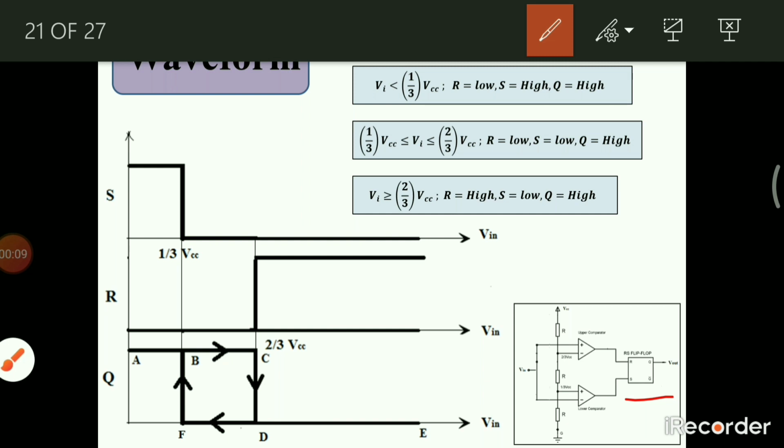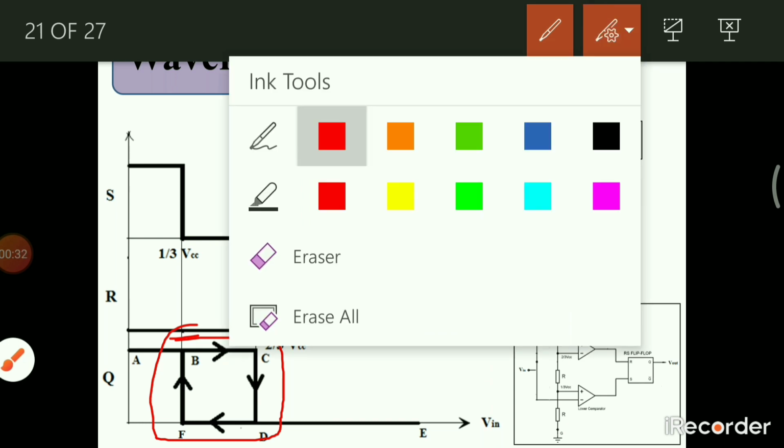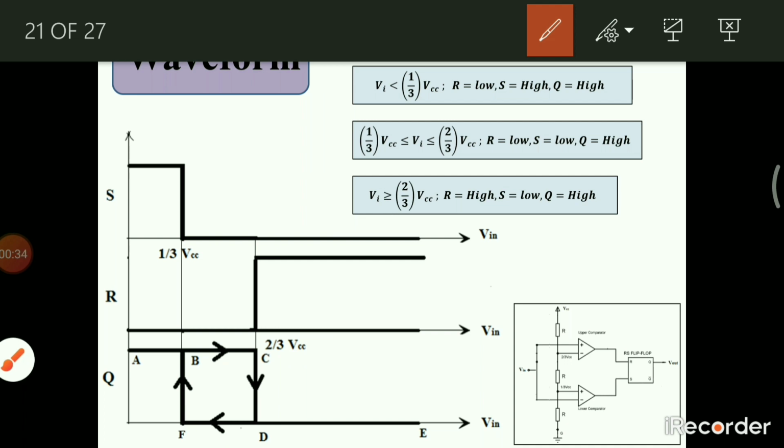When the wave is rising, it follows the path A, B, C, D, E, and when the waveform is falling, the path follows E, D, F, B, A. If you see here, the window formation takes place which follows the path B, C, D, F, B. Now what is this path? This path is nothing but the charging and discharging time of the capacitor.